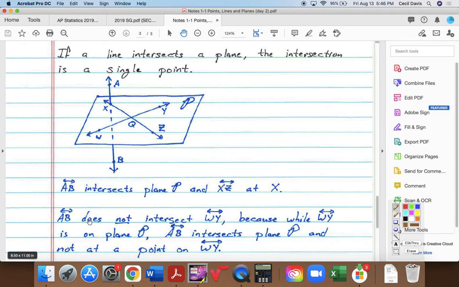Notice, though, that line AB does not intersect line WY. Notice this dotted line means that this is behind, or in this case, below the plane, whereas WY, since it's drawn with a solid line, is on the plane. So this is on the desk. This is below the desk. So WY is all on P. Line AB only touches plane P at X, and that's not a point on line WY.